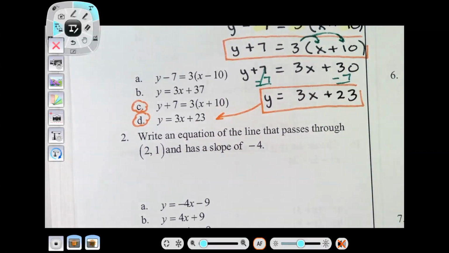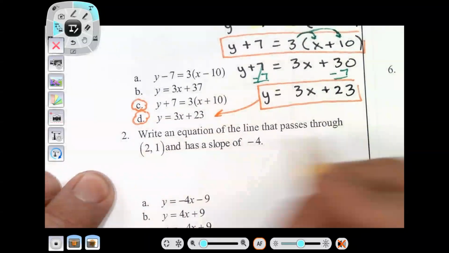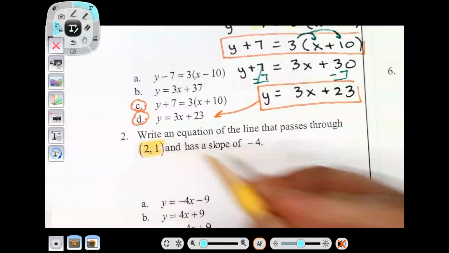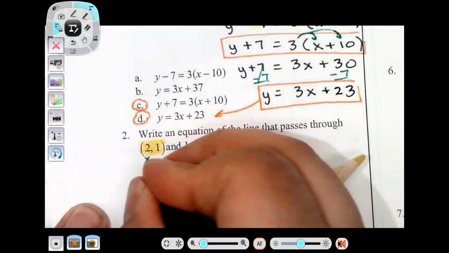Well, notice what they gave me. They gave me a point. So to me, that means they gave me an x and a y.